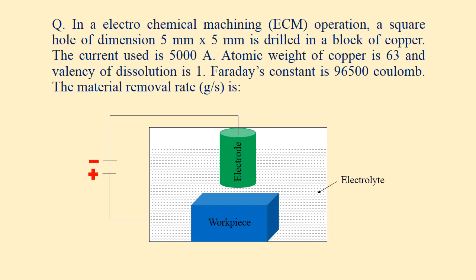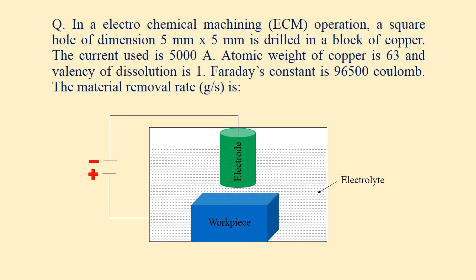Hello everyone. This question was asked in GATE 2008 Production and Industrial Specialization, and it was asked on electrochemical machining. What they ask in electrochemical machining operation: a square hole of dimension 5 cross 5 mm is drilled in a block of copper. The current used is 5000 amperes.